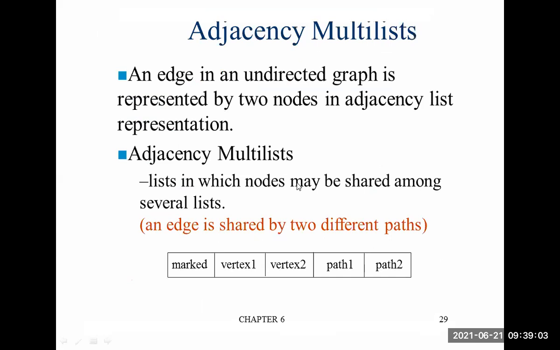Adjacency multilist. Here, how we represent: an edge in an undirected graph is represented by two nodes in adjacency list. So adjacency multilist contains here marked, vertex 1, vertex 2, path 1, path 2. Remember, so list in which nodes may share among several lists. So first is marked, another one is vertex 1, and this one is path 1 and vertex 2, path 2.